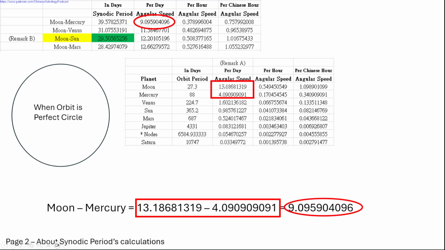So if the moon moves in a perfect circle, taking this orbit period, it will have an angular speed of 13 point something degrees per day, and for Mercury about 4 point something degrees per day. When this one is subtracted from this one, in terms of a perfect circle, it will result in this number. And this is the synod period of the moon and Mercury, and this is the average of the angular speed in the movement.